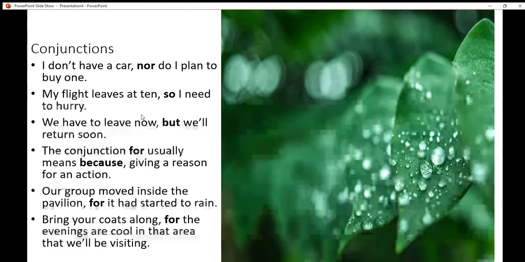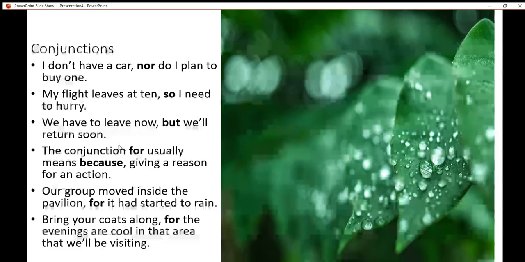We have to leave now, but we'll return soon. "But" is telling us that that person is going to leave, but he will return. So this conjunction is telling us that this person will return, instead of saying we have to leave now and we'll have to return soon.